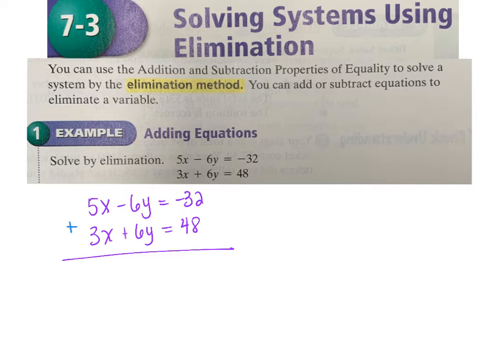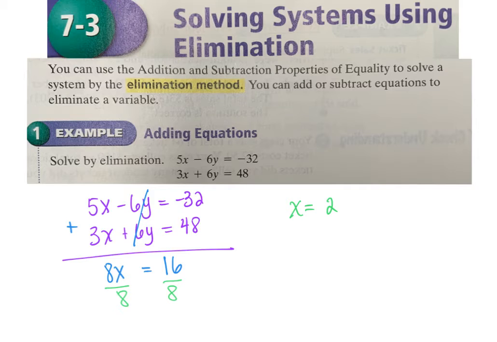5x and 3x give us what? 8x, right? Negative 6y and positive 6y cancel. And then negative 32 and positive 48 give us what? 16. And then I am going to solve for my x. Divide by 8. So x is going to equal 2.